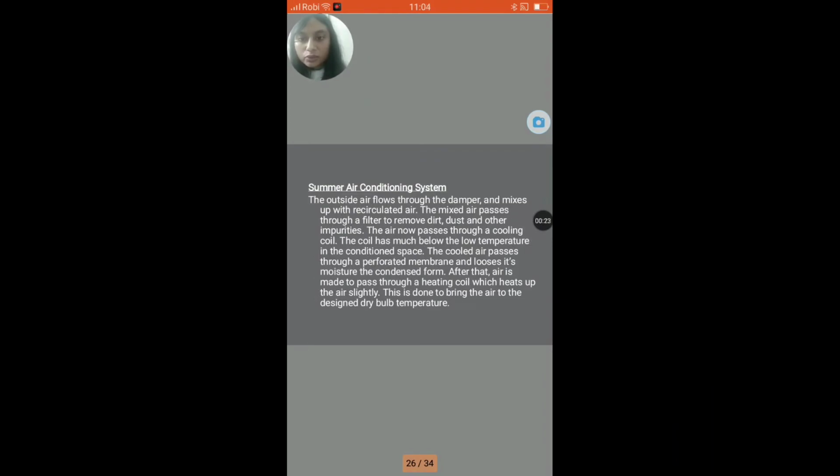The outside air flows through the damper and mixes with the recirculated air. The mixed air passes through a filter to remove dirt, dust and other impurities. The air now passes through a cooling coil. The coil temperature is much below the temperature in the conditioned space. The cooled air passes through a perforated membrane and loses its moisture in condensed form. After that, the air is made to pass through a heating coil which heats the air slightly. This is done to bring the air to the designed dry bulb temperature.